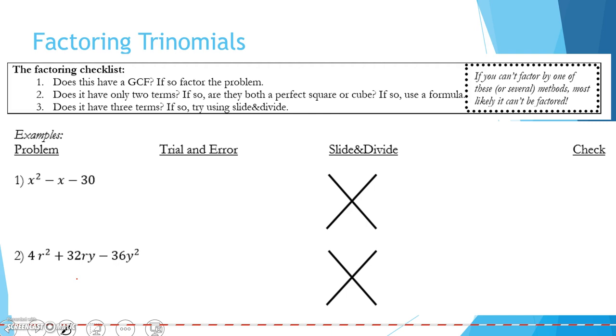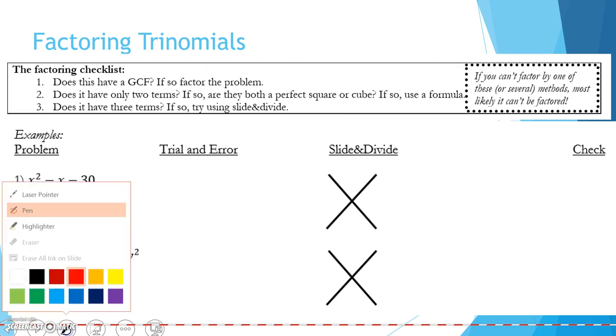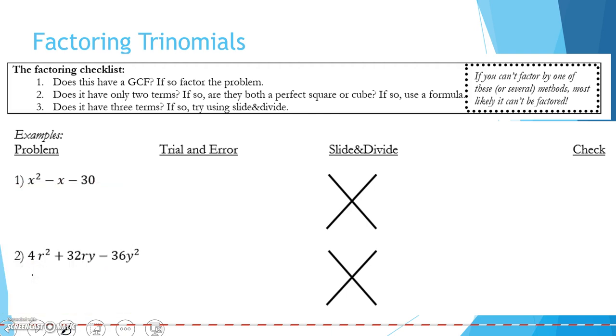So then there are two methods that I'm going to teach you. One is trial and error, and one is slide and divide. I'm going to guess most of you are going to like slide and divide better, but there's always a few people who like trial and error better. So I like to teach both. So this is trial and error. What you're basically trying to figure out is what two parentheses will FOIL together to get you that original problem.